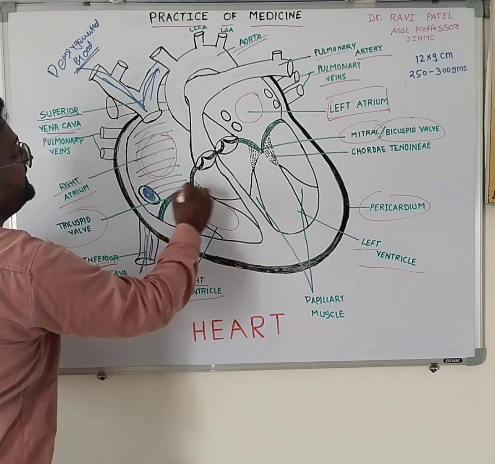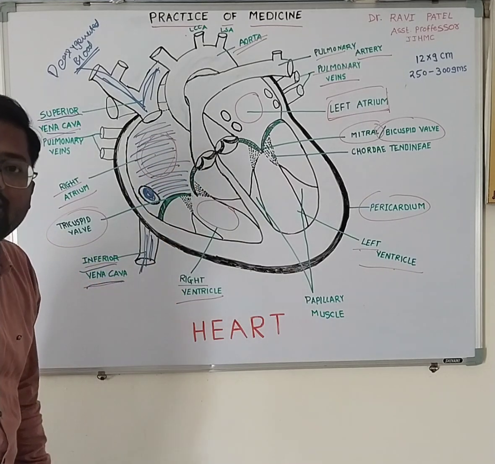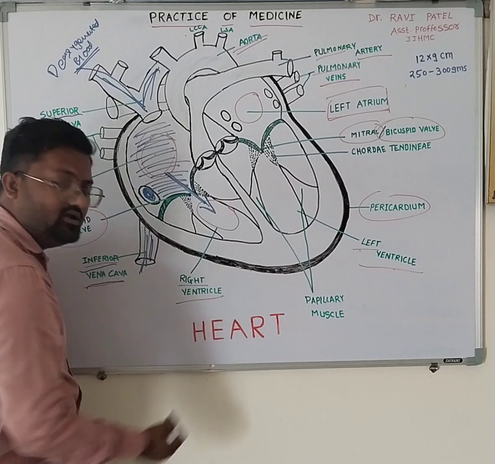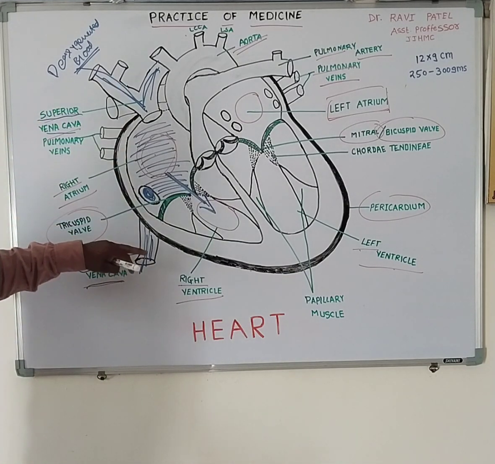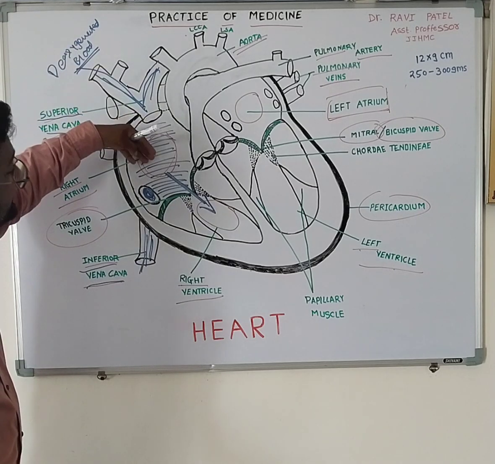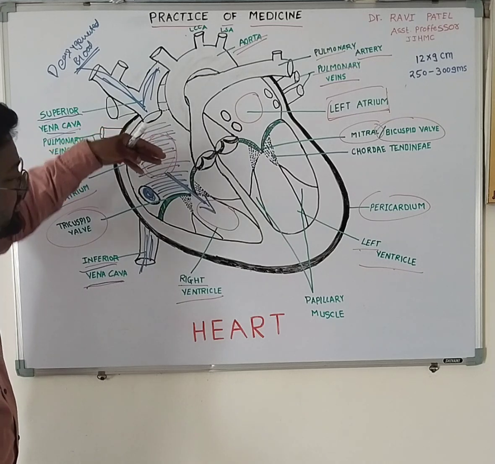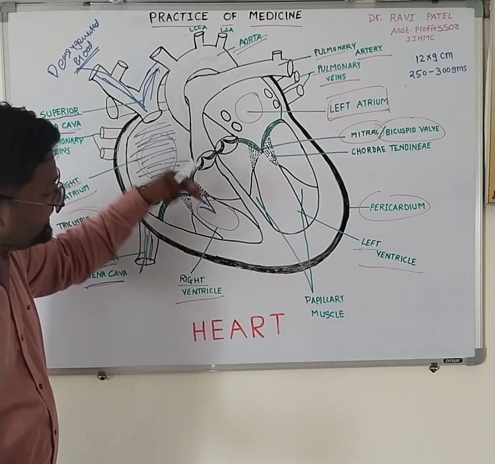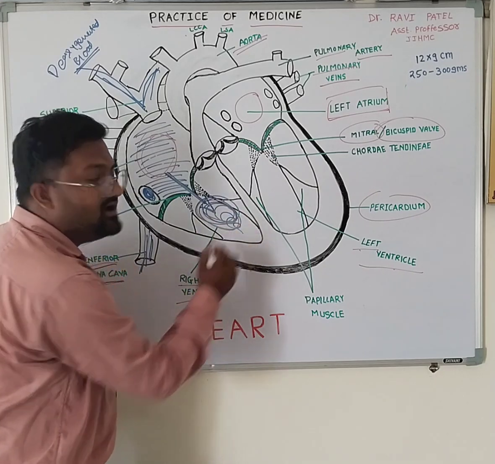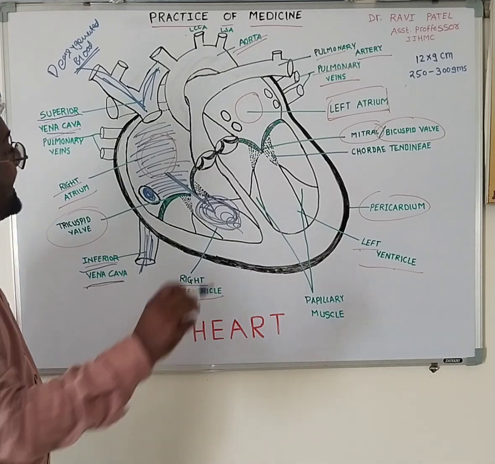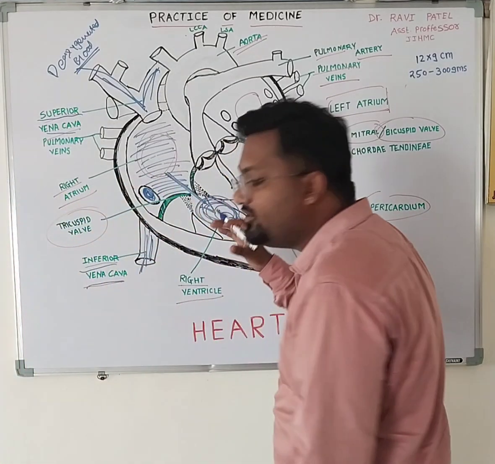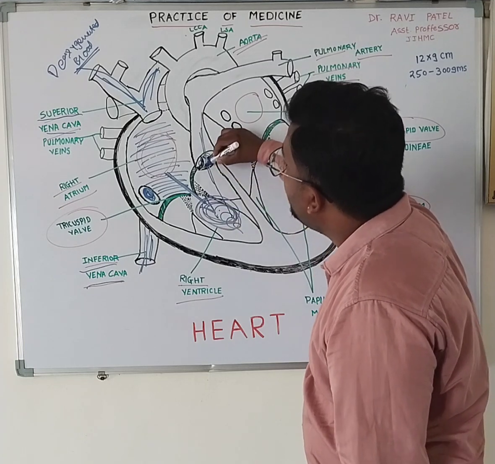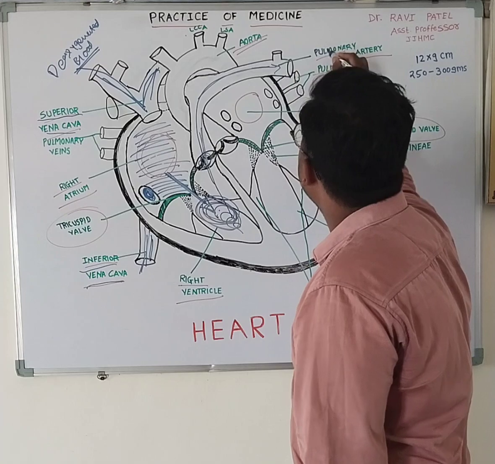So the right atrium is filled with deoxygenated blood and it passes through the tricuspid valve into the right ventricle. The right atrium has one barrier, one valve, called the tricuspid valve, and when the tricuspid valve opens, the whole blood drains into the right ventricle. The right ventricle has deoxygenated blood, and during contraction of the right ventricle, the deoxygenated blood travels through the pulmonary valve, here, and goes to the pulmonary artery.